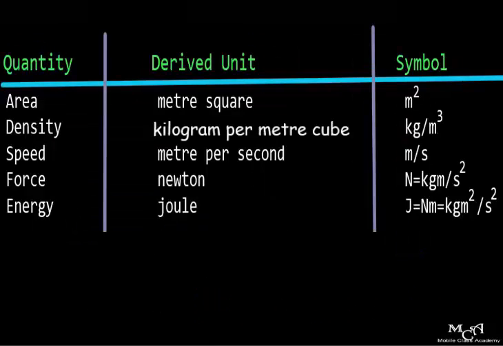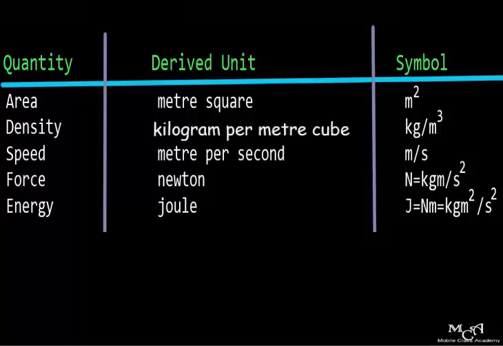We are going to talk about derived quantities. What are derived quantities? These are quantities derived from fundamental quantities. Examples of that are area, speed, and density. Let us see what we are talking about.